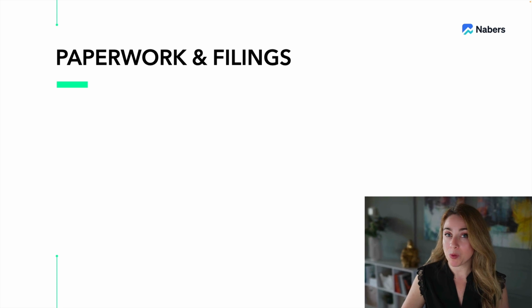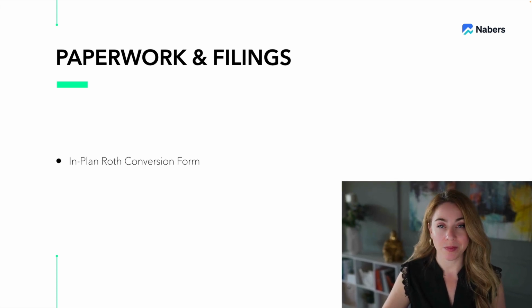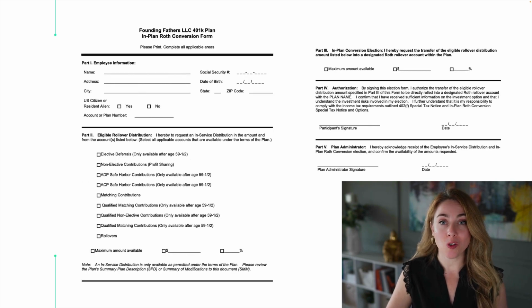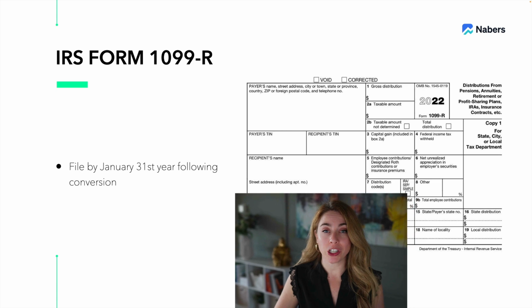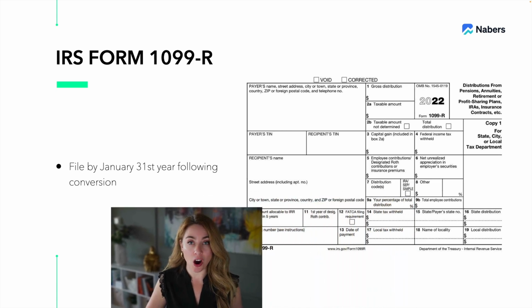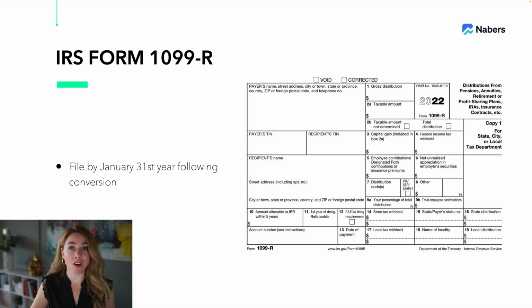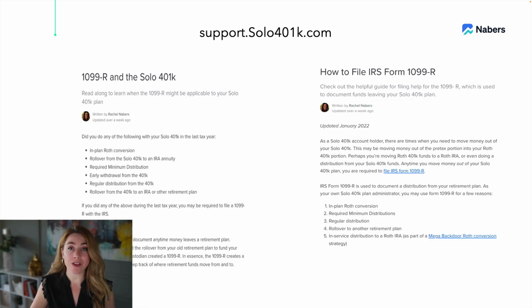Next, let's talk about paperwork and filings documenting this Roth conversion. The first thing you'll complete is an in-plan Roth conversion form, and the second thing you'll complete is a 1099-R filing with the IRS. You can find the in-plan Roth conversion form in your Solo 401k dashboard under Forms. Once you complete the form, share a copy with your CPA since it might be needed for tax purposes. To inform the IRS of your Roth conversion, you'll complete IRS Form 1099-R by January 31st, the year following the conversion. And make sure you check out our knowledge base at support.solo401k.com. We've got lots of articles to walk you through exactly how to complete this filing.